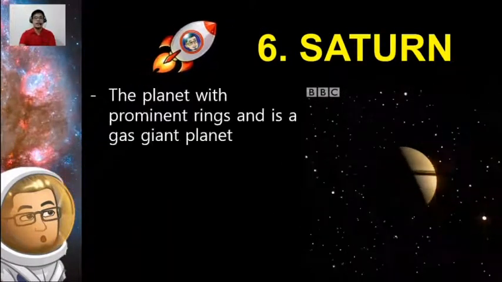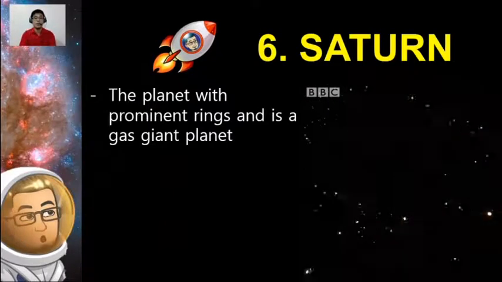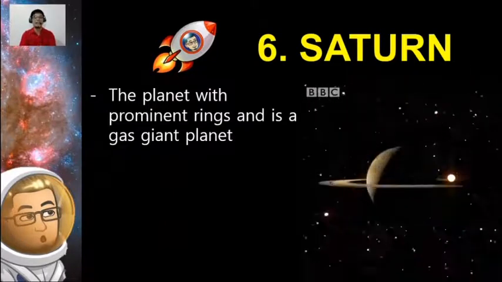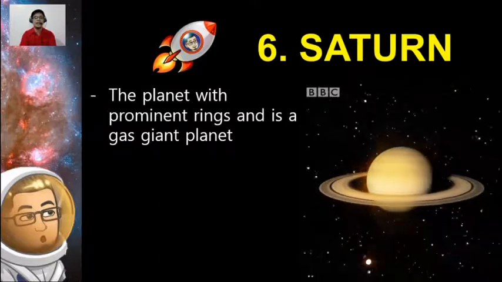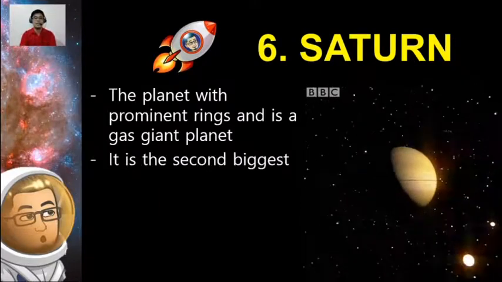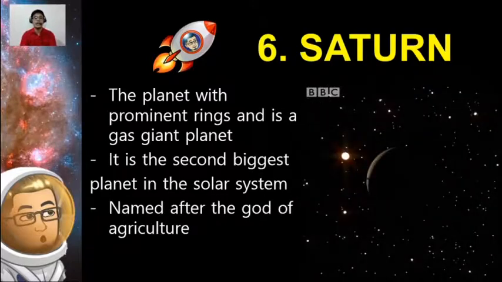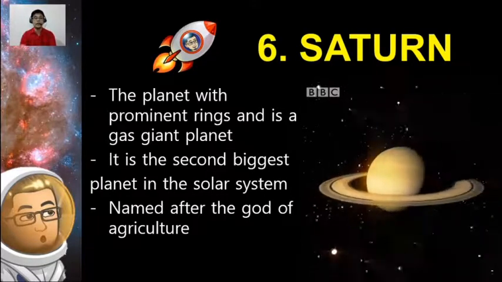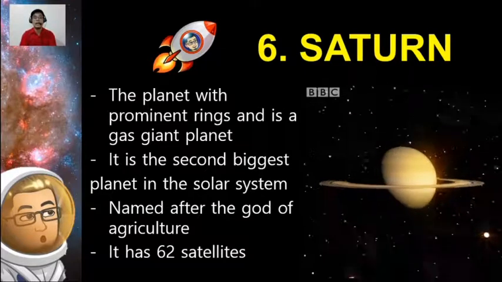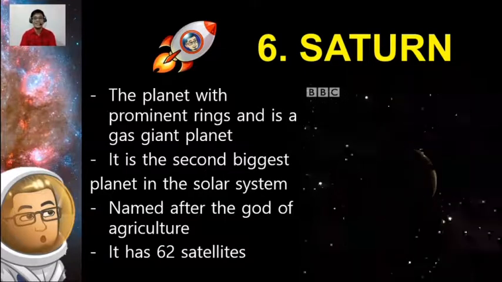And number 6, we have Saturn. Saturn is the planet with prominent rings and is the second planet under the category gas giant planet. It is also the second biggest planet in the solar system, and it is named after the god of agriculture, and it has 62 satellites.